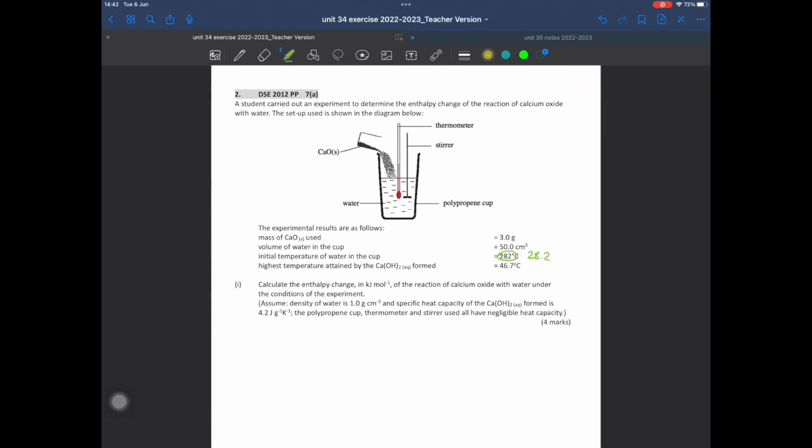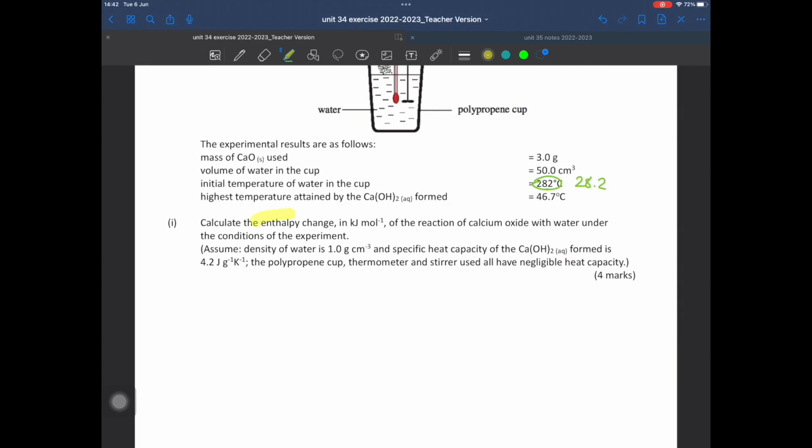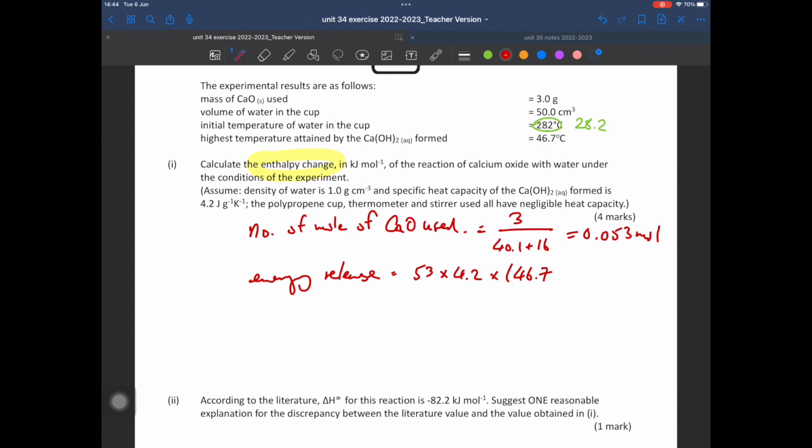Next one, question 2 is a DSE question. First of all, you will calculate the enthalpy change. Calculate the number of mole first. Again, mass over molar mass. And here is our answer. Next one, with mc delta T, we can find the energy released. Again, you can see here, you are free to include the 3 grams of calcium oxide or not. Both answers will be accepted.